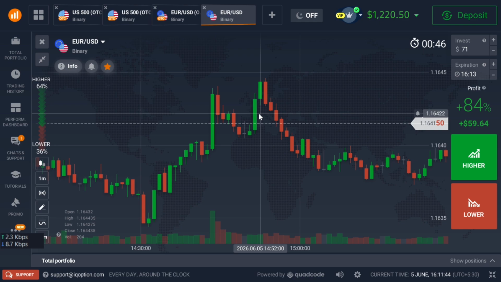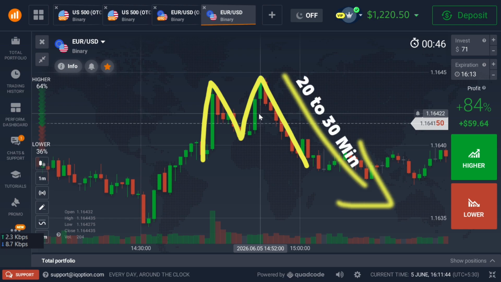Look at the middle low point of the M. We draw a line here called the neckline. When a candle breaks below this neckline, that is your confirmation. After confirmation of the M-shaped pattern, the market will go down for 20 to 30 minutes.